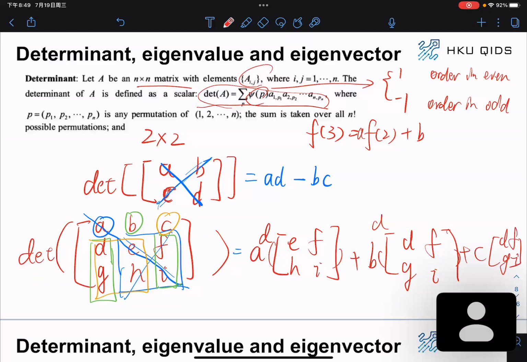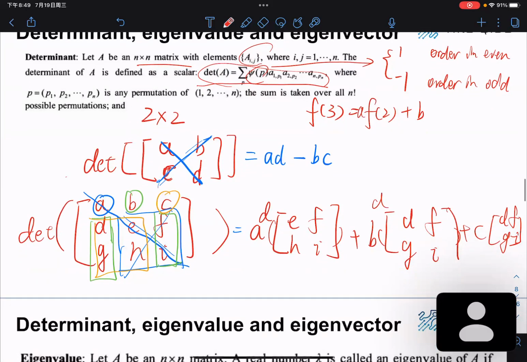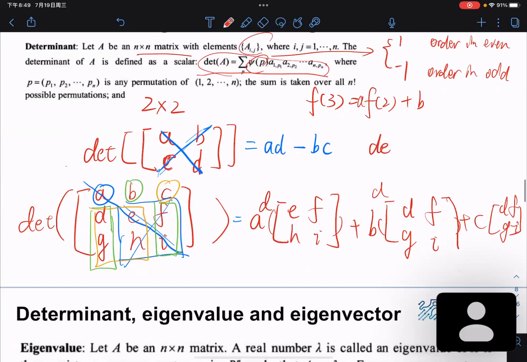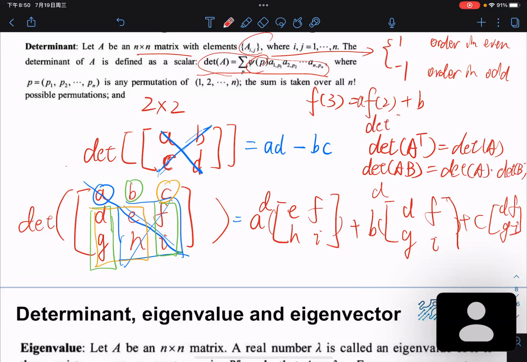Okay, cool. And for a 4 multiplied by 4 matrix, it's the same. We just reduce it one by one to a 3 multiplied by 3, and then a 2 multiplied by 2 matrix. And there are some properties. The determinant of A transpose is going to be the same as the determinant of A, and the determinant of AB is separable into the determinant of A multiplied by the determinant of B, and the determinant of A's inverse matrix is going to be 1 over the determinant of A.